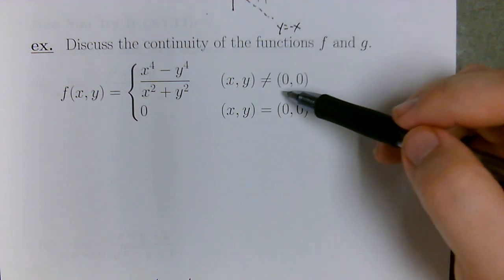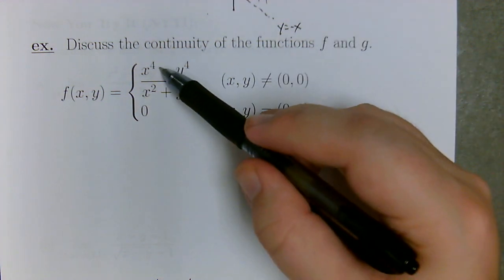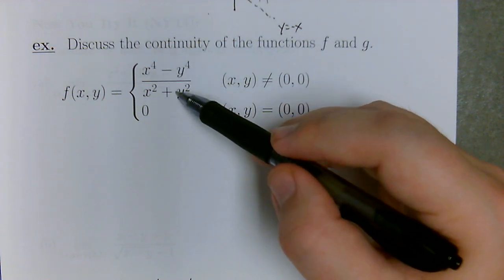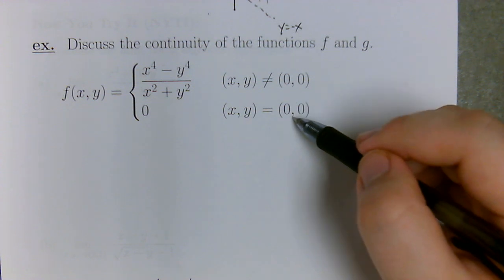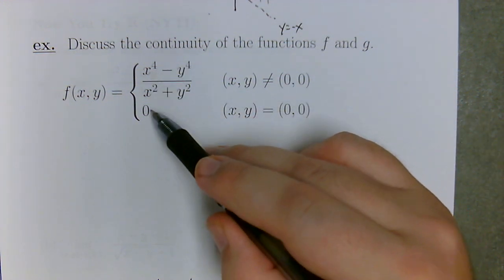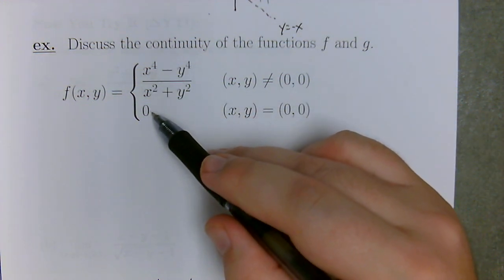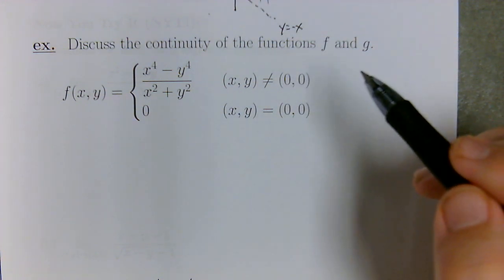Now this is saying that if we're away from the origin, we're using this formula, this rational function, for our f value. And this is saying that if we are at the origin, then we forget about whatever this is, we're just going to have 0 right there. So we need to know, is this function continuous?